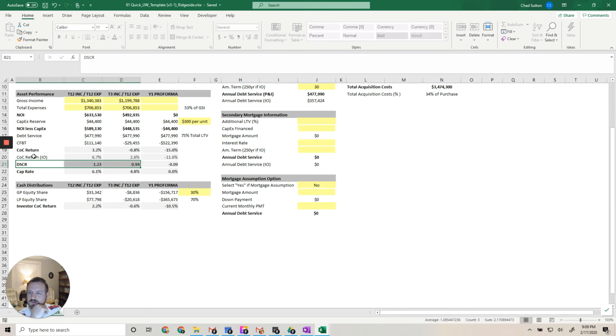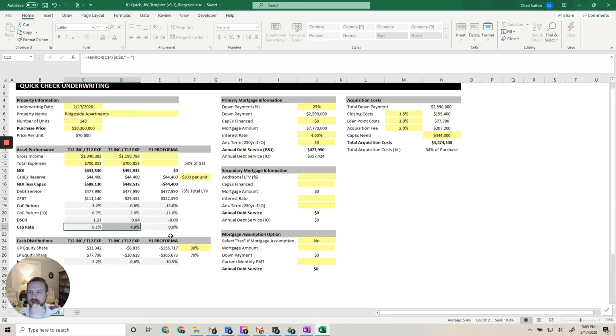Not wisely anyway. Cap rate, it's important to know this. The market cap rate in Chattanooga is around 6 to 6.5% at best. It's actually getting a little bit worse than that. So somebody might pay this for this property.